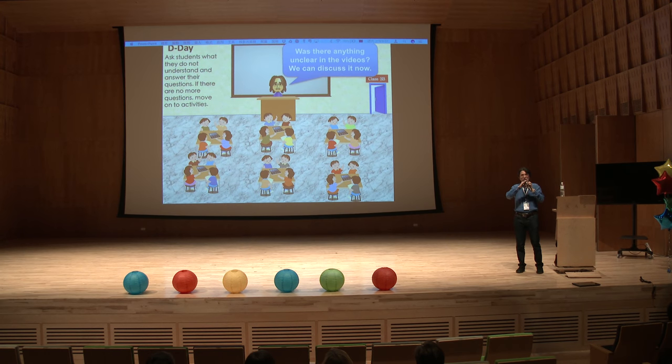The thing is that you don't need special hardware. For each group, one device that can go on the internet is enough. You can have a cellular phone or Chromebook, just one device for each group. So this is what we do. At the very beginning, let's do the math. Do they have any questions about the video?